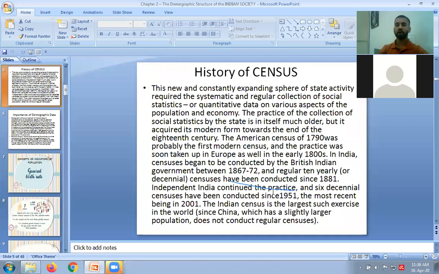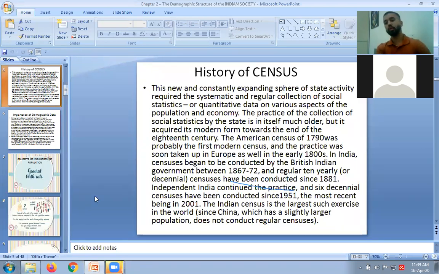So this is what I wanted to discuss with all of you: what is demography, the two types of demography, then a little bit of the history of census, and then obviously the emergence of demography and the emergence of sociology. So this was an outline that I wanted to discuss with you. I'm sure it has given you a little bit of an idea about this chapter. It was important for me to discuss it initially.